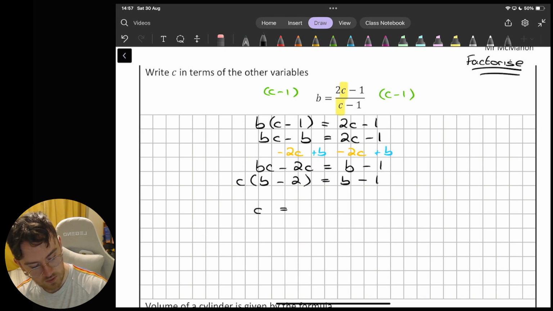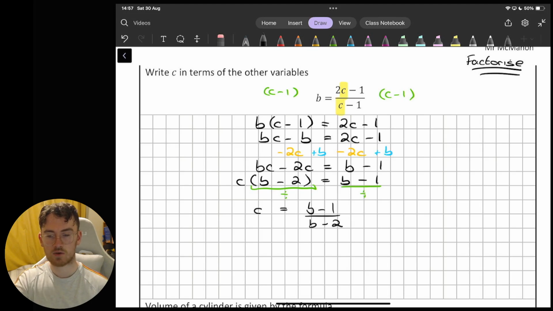And lastly, we're going to have to do a little bit of division, dividing by a full expression here. b minus 1, b minus 2. And there we go, we've done it.